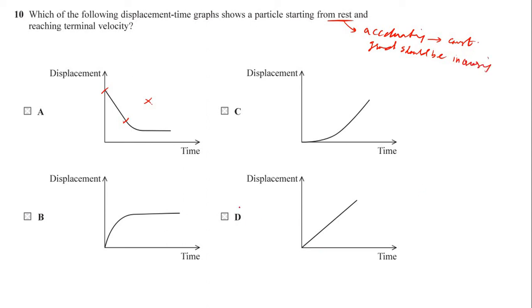So if you see part D, the gradient is constant throughout. Gradient is constant, so speed is constant. V is constant. So it cannot be option D, cannot be option A. Here, if you see, gradient is decreasing here. So gradient is decreasing. And then this horizontal line shows that it is not moving, no change in displacement. So velocity is 0. So it cannot be B.